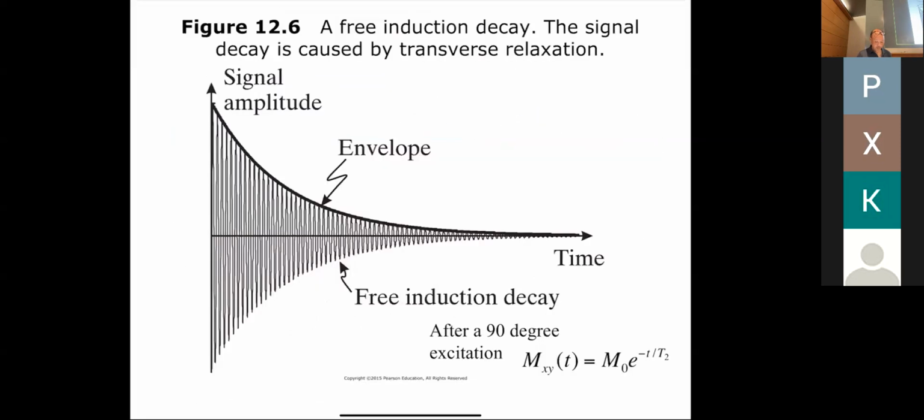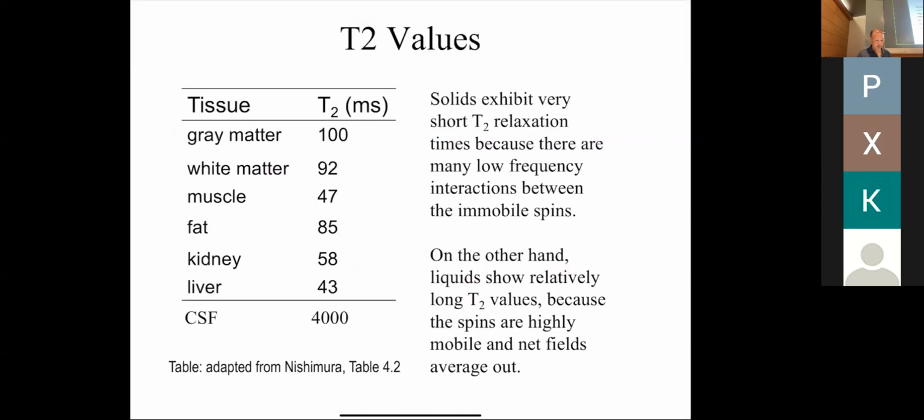Here's what T2 looks like. You just have this T2 decay of your magnetization. You can see these T2 values are very, very short. In gray matter and white matter, they're down in the hundreds of milliseconds. The only exception typically is fluids. CSF stands for cerebrospinal fluid. It's mostly water with some nutrients in it. It has a very long T2. We'll see later how there are certain clinical protocols that make use of the fact that water and liquids have much longer T2s.